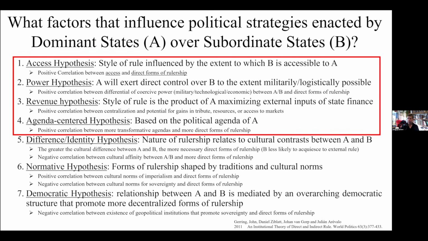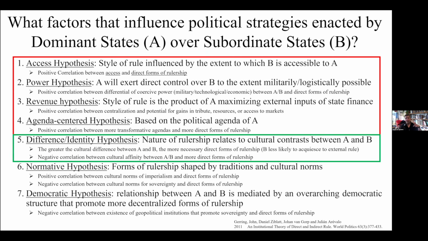Most of these four are the ones that we tend to hear archaeologists talking about. A lot of arguments for why the Maya didn't exert more direct forms of political domination are that they couldn't. It was too far. They didn't have standing armies. They didn't have institutions to facilitate that. And again, that's a kind of circular argument. Likewise, the revenue or agenda-centered hypothesis is basically that it wouldn't have been in their best interest to do so.